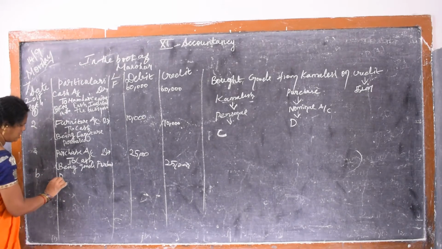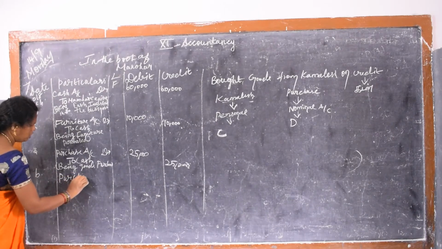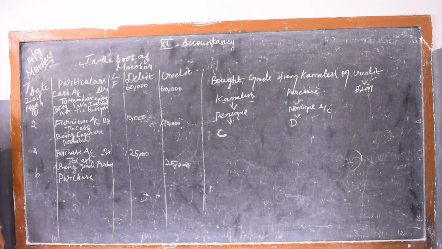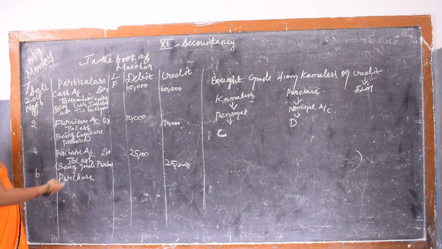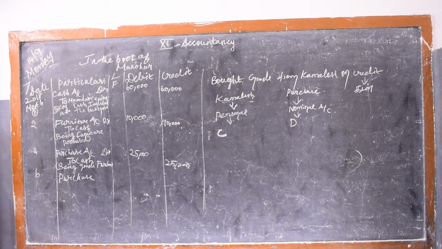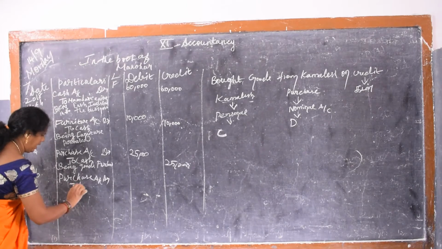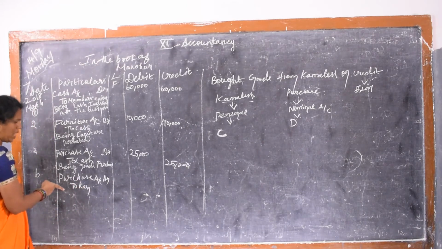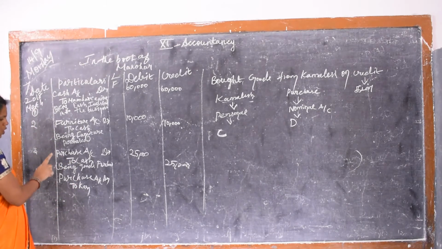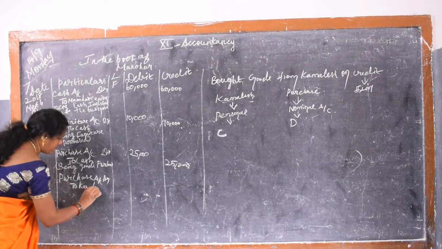Okay, purchase. To be very simple, if you bought any goods for cash, we are going to credit the cash. If you are not buying for cash, if you bought on a credit transaction, the party's name has to be credited. That's it. Purchase account debit, to Kamlesh, because in this transaction, we have bought the product on a credit basis.